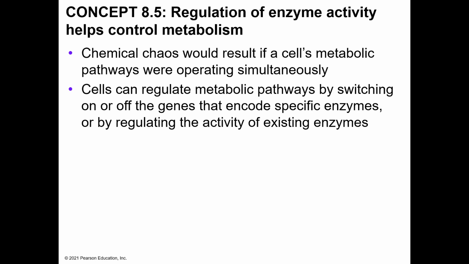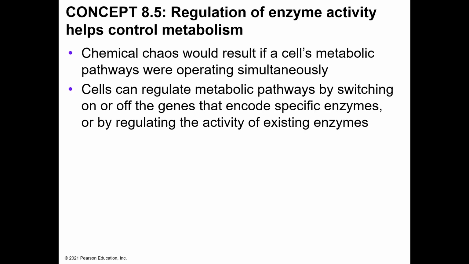So, regulation of enzyme activity can help control your metabolism. Sometimes you need enzymes to work more efficiently. Sometimes you need enzymes to just stop working at all. So, chemical chaos would result if a cell's metabolic pathways were operating simultaneously. If everything was doing everything at one time, it would be chaos.